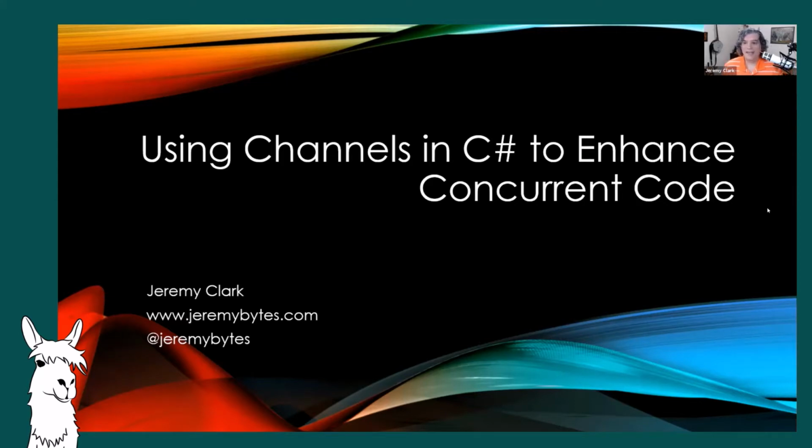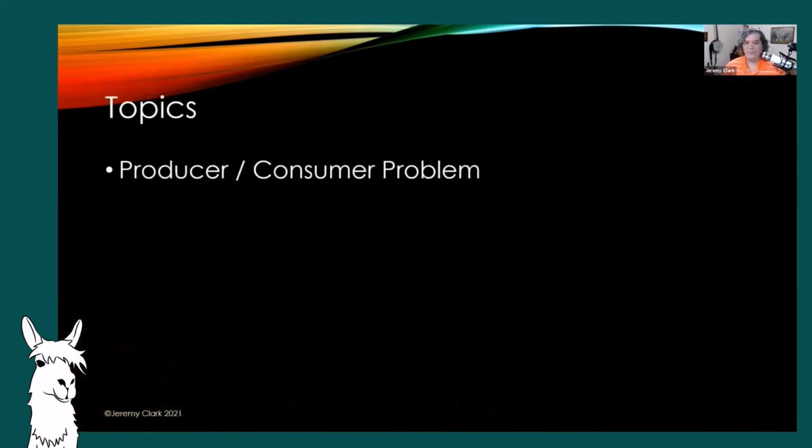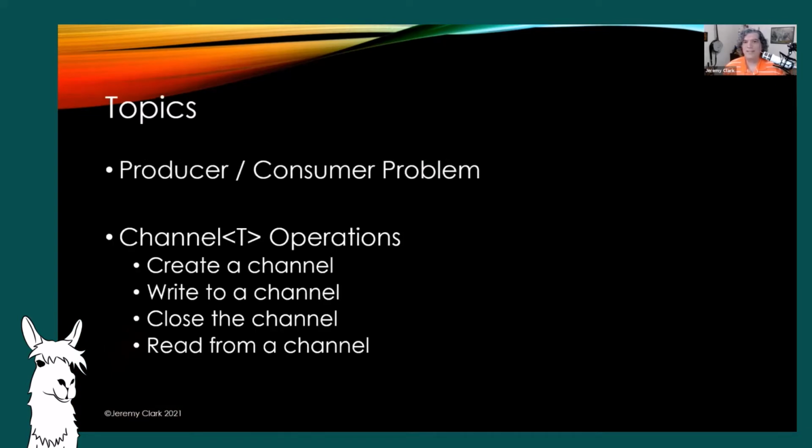So with that, let's go ahead and get started. There's two main sections we're going to talk about. First is a producer-consumer problem, and this is something that channels can really help us solve. That's the problem space we're going to be looking at. And then after that, we're going to look at channel of T. There's not a whole lot to it as far as operations. So we'll look at how to create a channel, how to write to a channel, how to close a channel once we're done writing to it, and how to read from a channel. And I learn in code, so don't expect a lot of slides. Hopefully that's okay with everyone online.